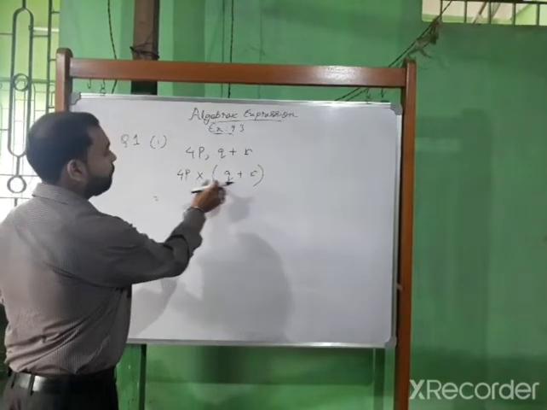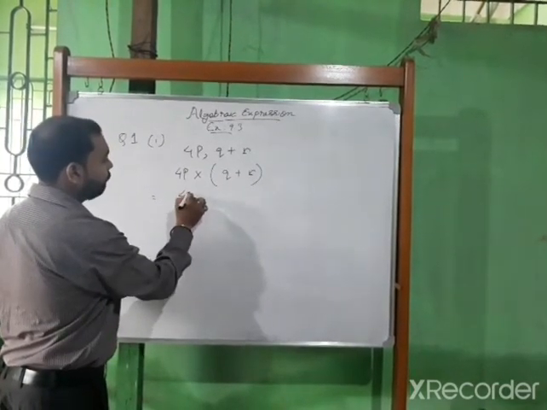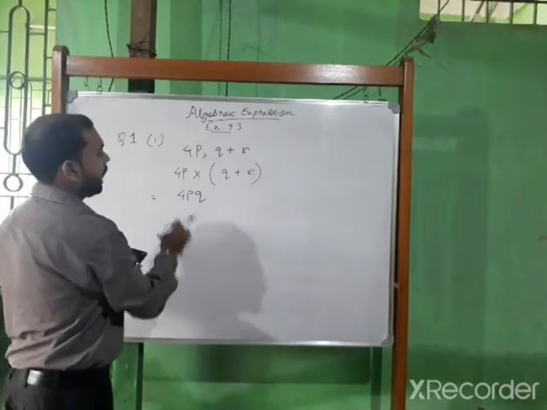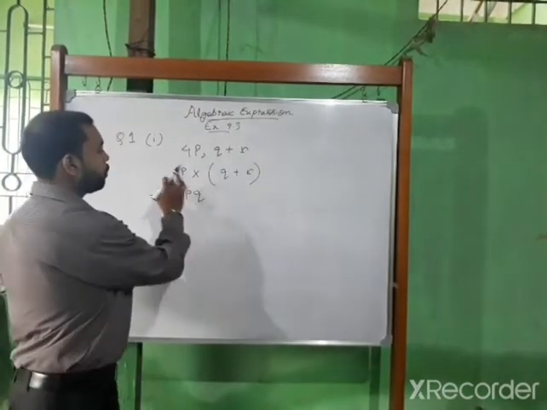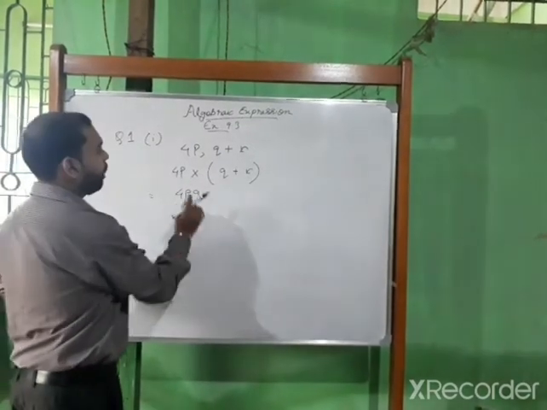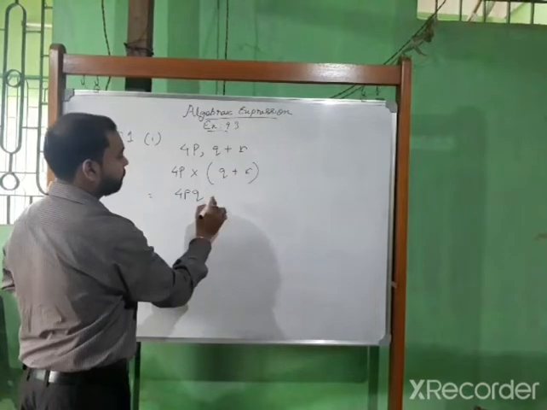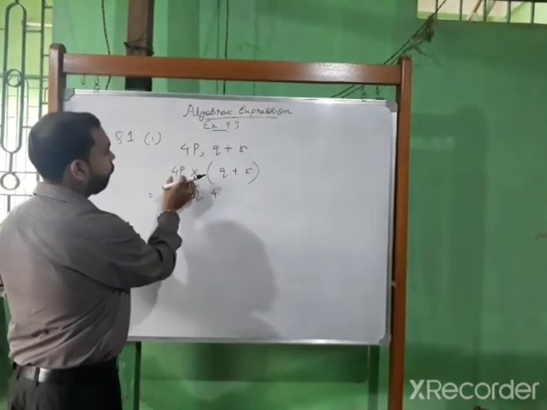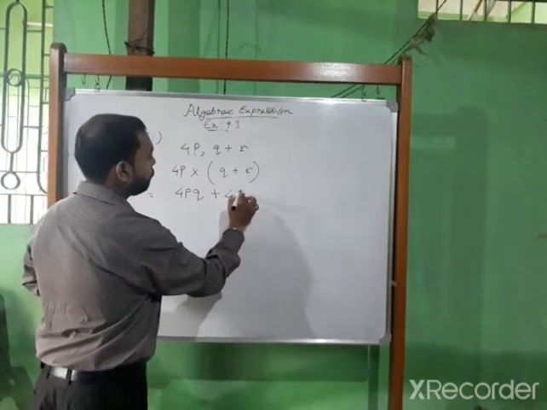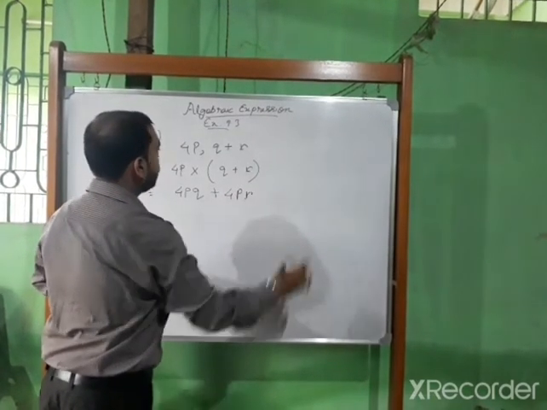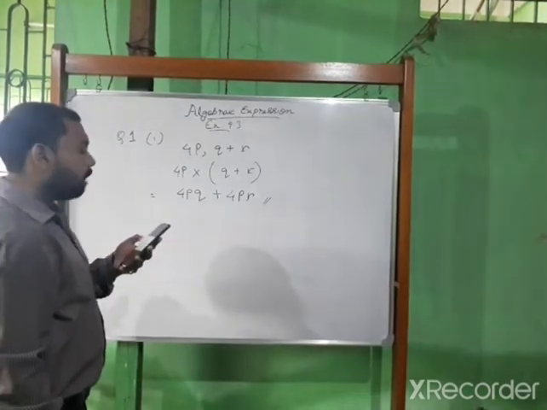So 4p will be multiplied with q. When we multiply, it becomes 4pq, and the sign will be positive because 4p is positive and q is also positive. So plus plus, it is plus. Now you see again plus, and here in the middle plus, so plus plus, it is plus. Now 4p when multiplied with r, it will become 4pr. So this is our solution. Okay, question number 1. Now question number 2.